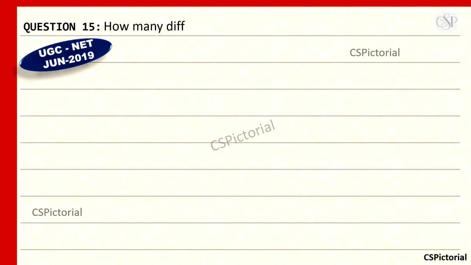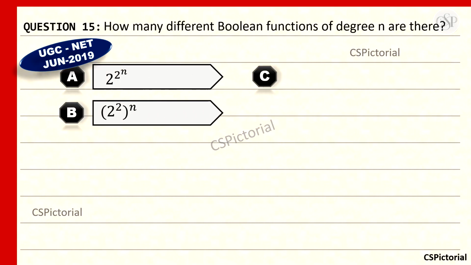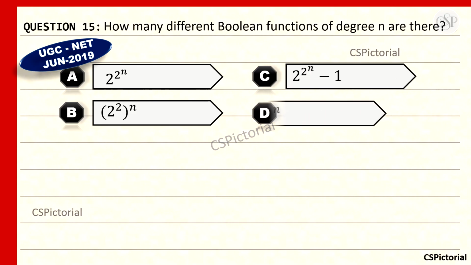How many different Boolean functions of degree n are there? This is a thing to be remembered always. There are 2 power n different Boolean functions of degree n.